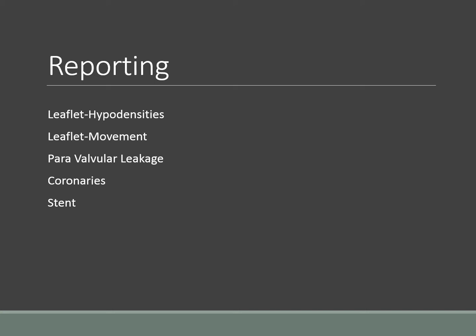Our reports should include identifying any newly developed hypoattenuations along the TAVI leaflets. We should comment on the movements of the leaflets, whether restricted or free movements. If we are able to identify any leakage, this should be reported. In some cases, we will be unable to identify the paravalvular leakage because of artifacts from the stent or from pacemakers. We have to comment on the ostia of the coronaries, whether they are occluded or not occluded. The shape of the stent is very important to include in our reports.